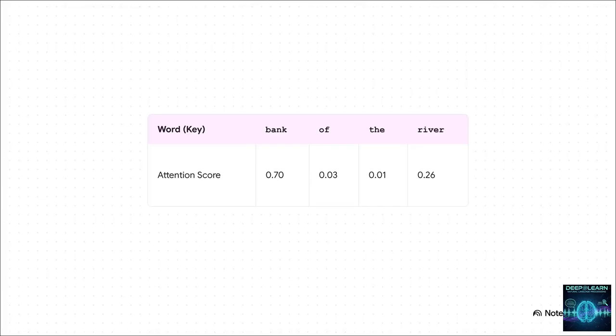All right, let's bring that back to our sentence. The word bank is our query. It then compares itself to every other word in the sentence. Those are the keys. And what happens? The model gives a high attention score to bank itself and a really high score to river. But the scores for "of" and "the" are super low. It's figured out exactly what context is most important.